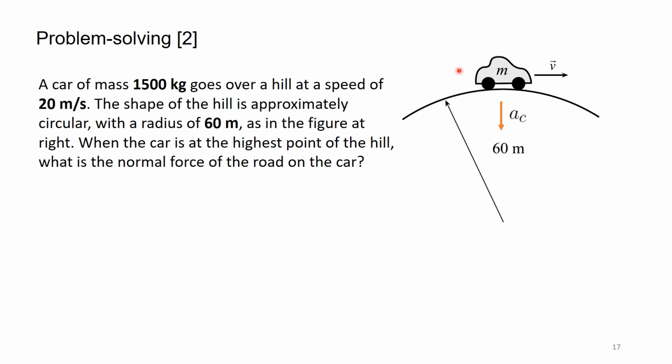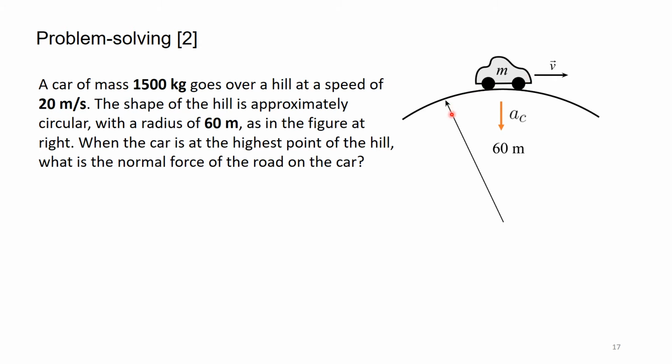Okay, now this is the setup we have. We have a car of mass 1500 kilograms. It goes over a hill with the speed of 20 meters per second. So that's the v, okay, and the direction shown. And let's assume that the hill is approximately circular and the radius of the hill is 60 meters. So we have basically a car with a given speed located at the top of a circle, and the radius of the circle is given. All right. So we are trying to calculate the normal force of the road on the car.